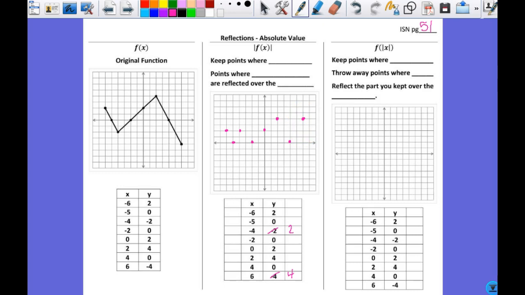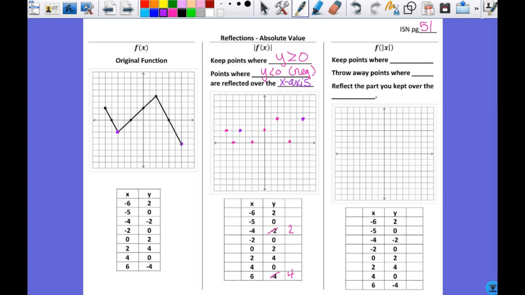So we keep the points where y is greater than or equal to 0, right? That's what happened. If y was greater than or equal to 0, they stayed the same. Points where y is less than 0 or negative, those points just get reflected over what? Because that's this point here. That's this point and this point, which were these and these. Those got reflected over what? The x-axis, right? And that's really our key points.